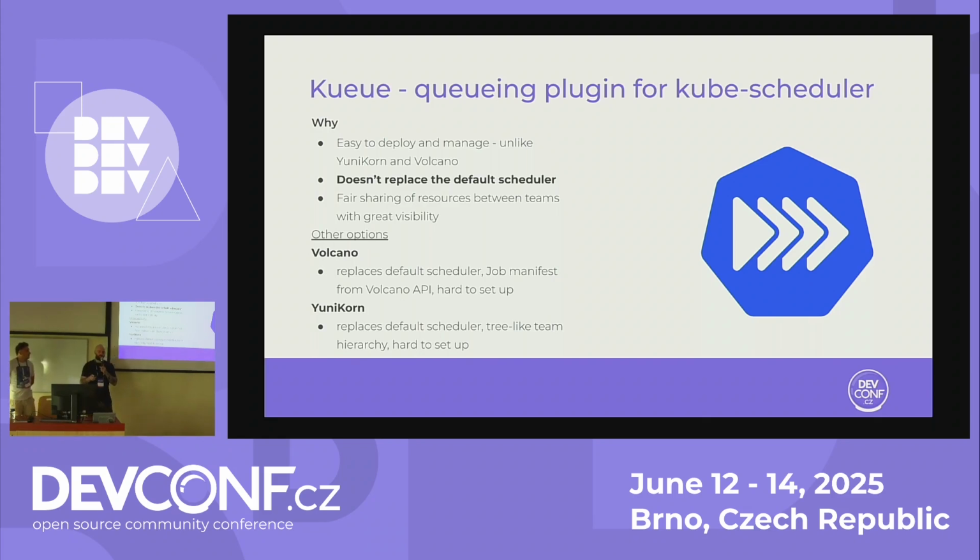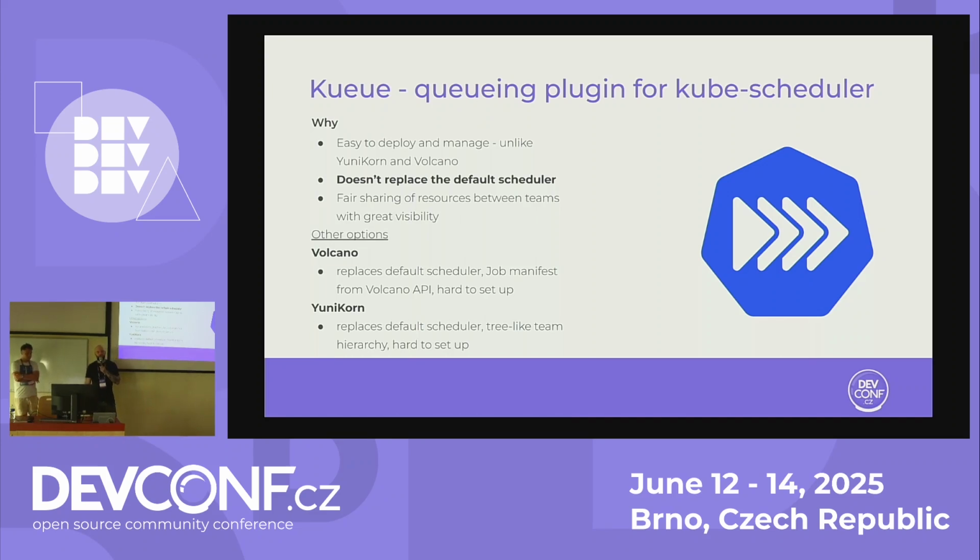And why did we choose Kueue? The first reason is that it's really easy to deploy and manage, unlike the other solutions. It doesn't replace the default scheduler, it's just a plugin that works alongside it. And it also enables fair sharing of the resources between teams with great visibility using Prometheus metrics, which I will show you on the next slides.